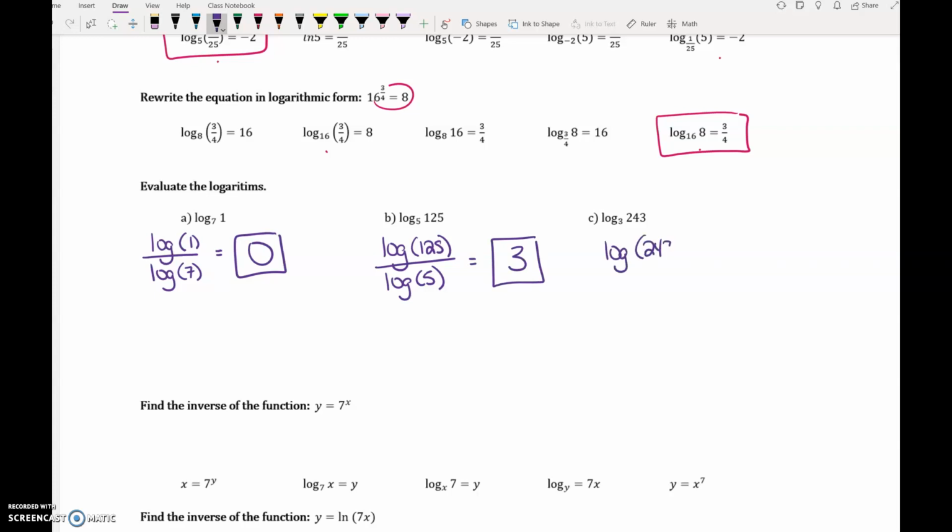Log button 243, close your parentheses, divided by log button 3, and you get 5.